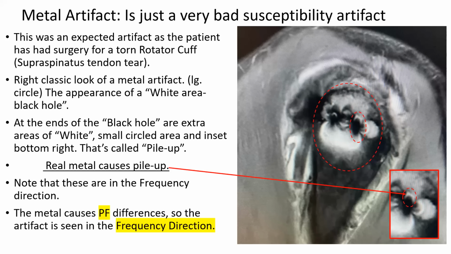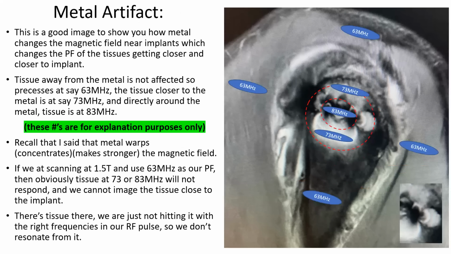So if they showed you this artifact, would you say it's susceptibility? Yep. Would you say it's metal? I would. Notice the little black halo here and the halo here. That's classic metal artifact, and that's called pileup. Just so you know, when you're scanning and you see this right here, that's pileup, and that's in the frequency direction, and that comes from metal. So the way to get around that is with the MARS technique.